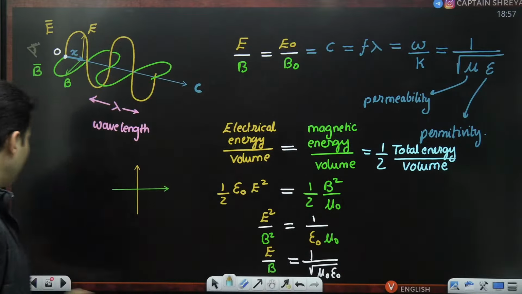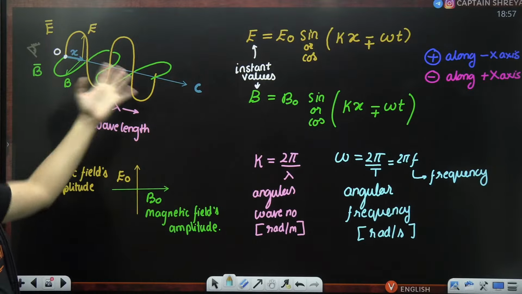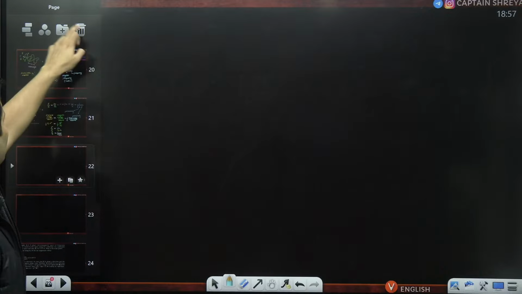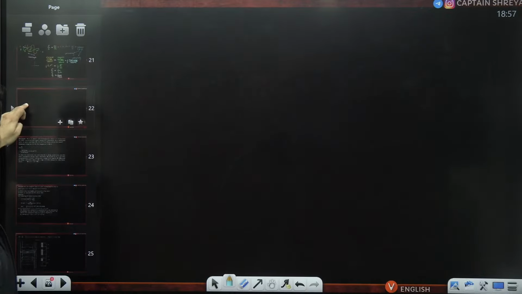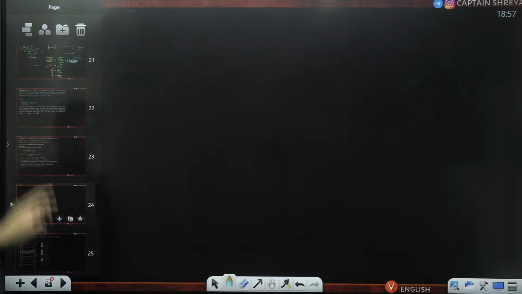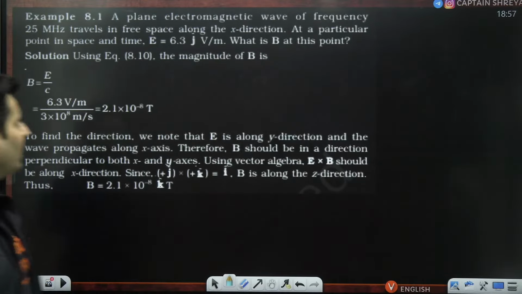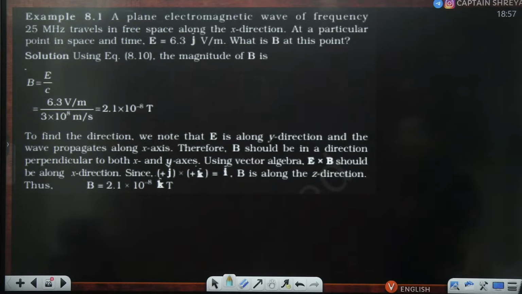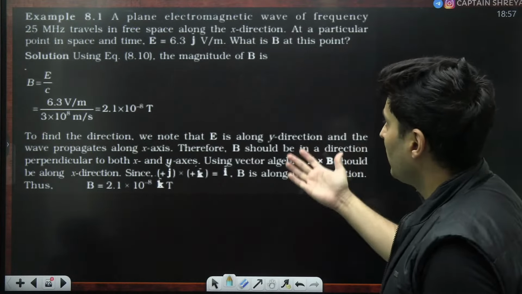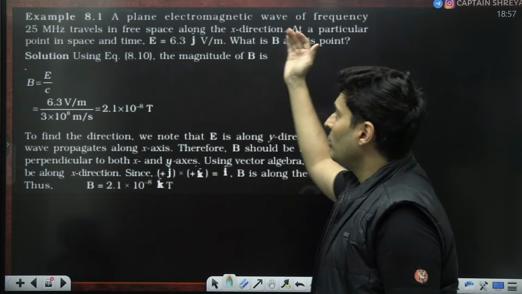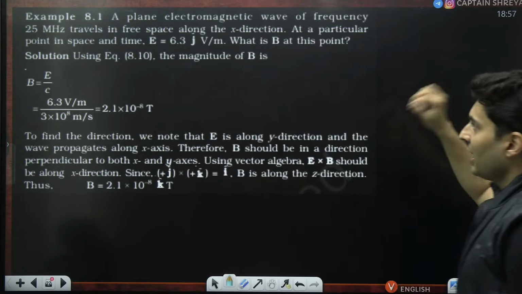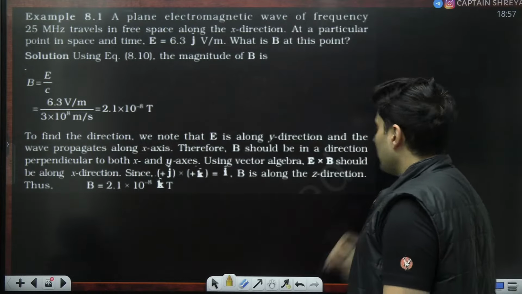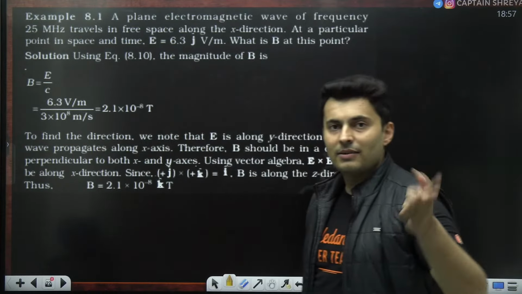So these are the only formulas and the things which you should know regarding electromagnetic waves. And then there are some questions on it. Let's have a look at the questions, my dear warriors. Okay, see, example 8.1. A plane electromagnetic wave of some frequency travels in space in x direction. At a particular point, electric field is 6.3 j-cap. What is magnetic field at that point? In this particular question, electric field is given, magnetic field is asked.